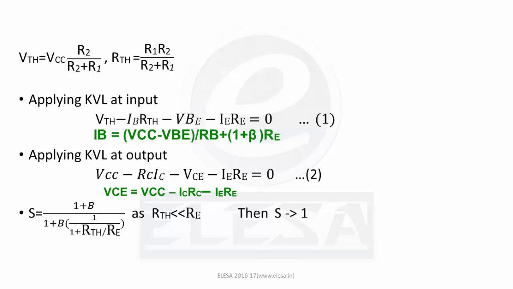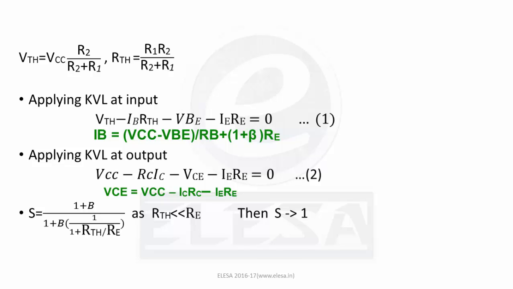RE). And likewise, if we apply Kirchhoff's voltage law at the output side, we get VCC minus IC RC minus VCE minus IE RE equal to 0. Then we find VCE equal to VCC minus IC RC minus IE RE. So from that we get both values of IC and VCE, that is, the Q point values.